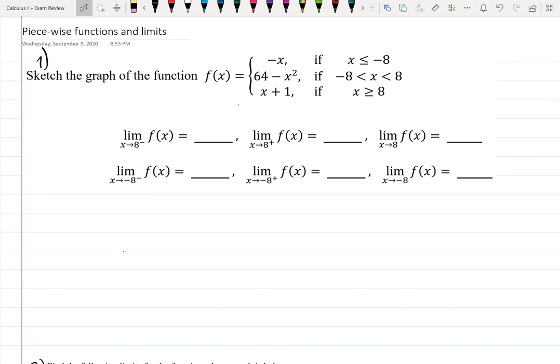In this case, they ask us to sketch the graph of the function from the given expression. f of x is minus x if x is less than -8. It's 64 minus x squared if x is between -8 and 8. And it's x plus 1 if x is greater than or equal to 8. And that's what we call piecewise functions, when they are glued from pieces.